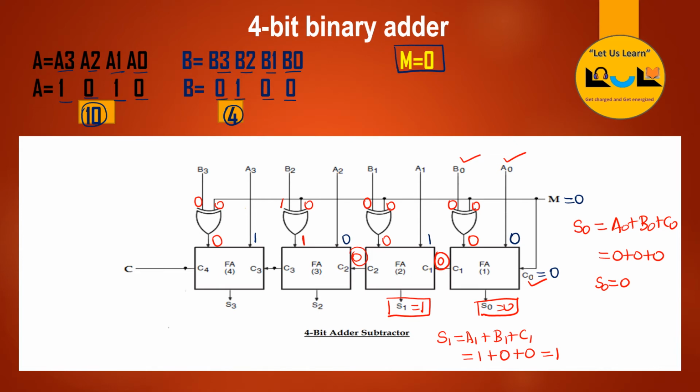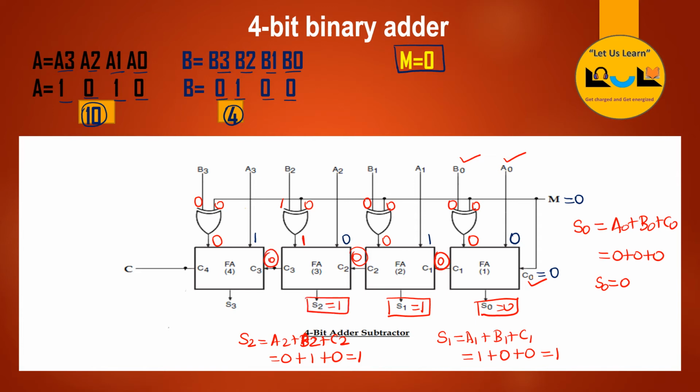Now in the third full adder, S2 is equal to A2 plus B2 plus C2. Here A2 value is 0, B2 value is 1 and C2 value is 0. So here also we will get the output as 1. Therefore S2 is equal to 1 and the carry is also 0.